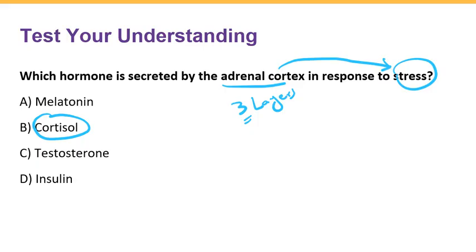But let's look at the other options as well. Melatonin is not even a hormone made by the adrenal cortex. That is a hormone made by the pineal gland. And then testosterone is the hormone basically made by the testes in males, but in females, we also have a low level of testosterone because it is produced by the zona reticularis of the adrenal cortex. Then insulin is the hormone made by the pancreas.